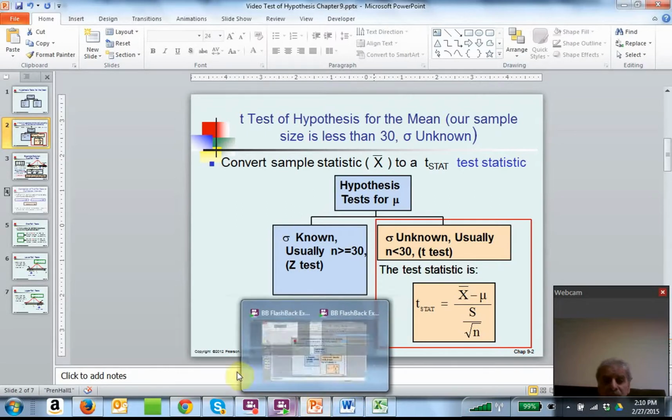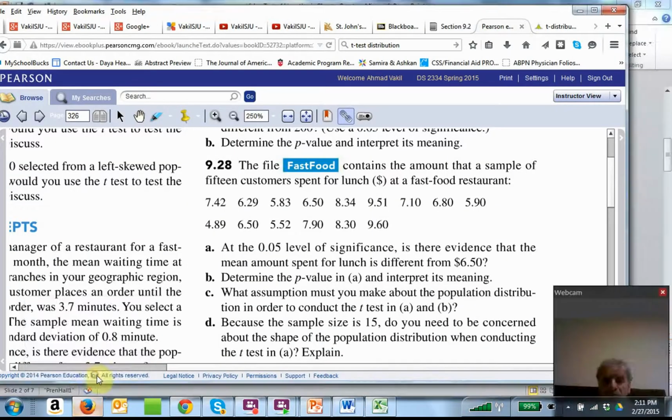Again, the best way to figure out what to do is to go back to the problem and see what it is asking. The problem asks: at the 0.05 level of significance, is there evidence that the mean amount spent for lunch is different from 6.5? The keyword is different. Since I am dealing with a difference from 6.5, my alternative hypothesis should be not equal to 6.5. It could be less or it could be more. So I'll set up my hypothesis.